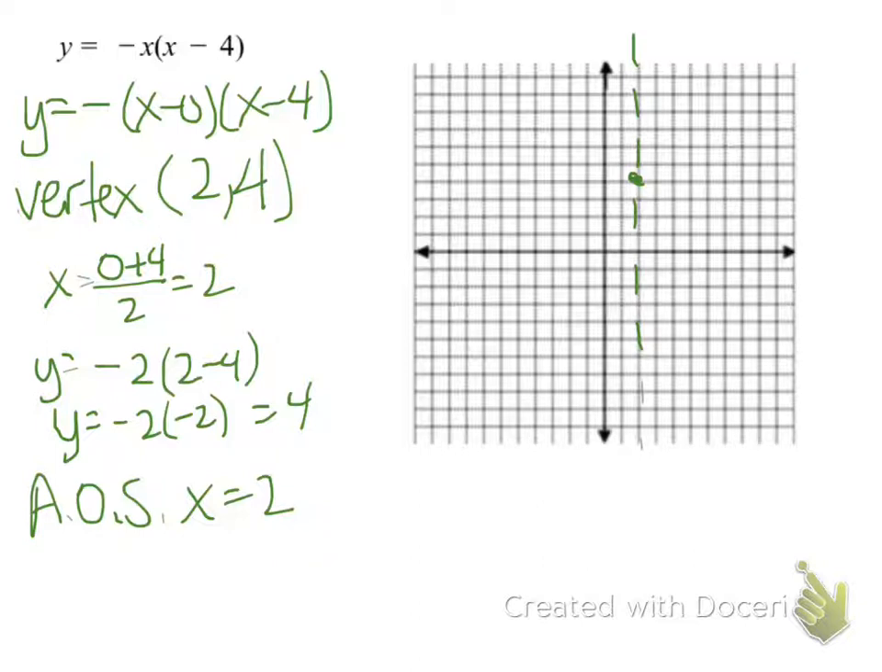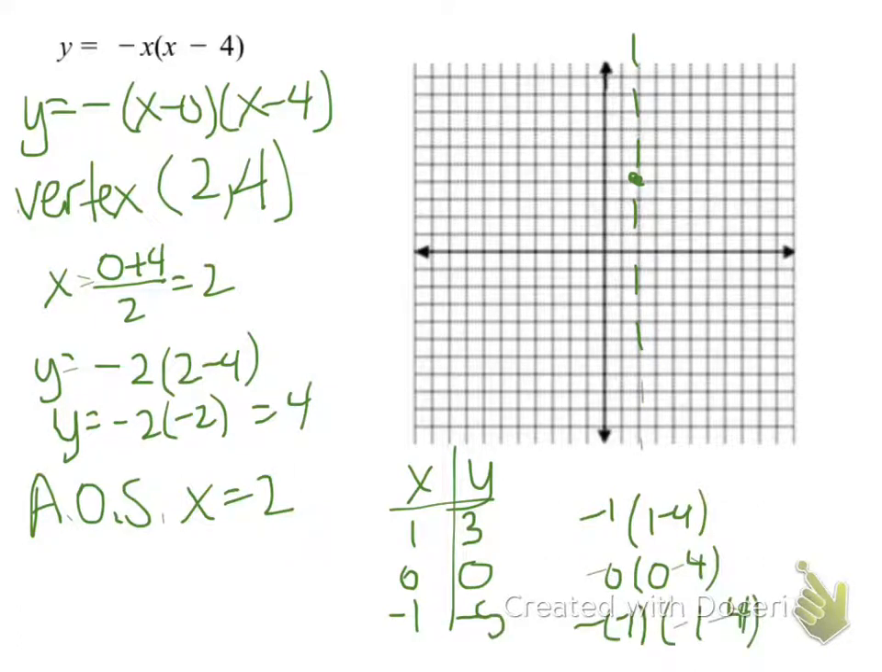And then finally we make our t-chart, and again picking either 3 points to the left or 3 points to the right. And so I picked 1, 0, and -1. When I plug those into the original equation, I get 3, 0, and -5. And then once again plotting those 3 ordered pairs, and of course the reflections across the axis of symmetry. Sketch in your parabola, and we're done.